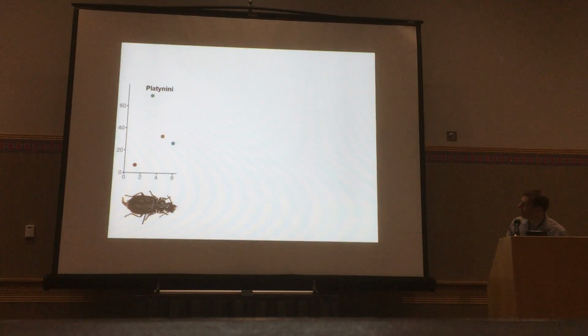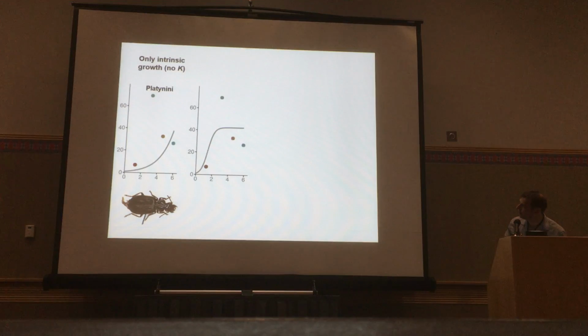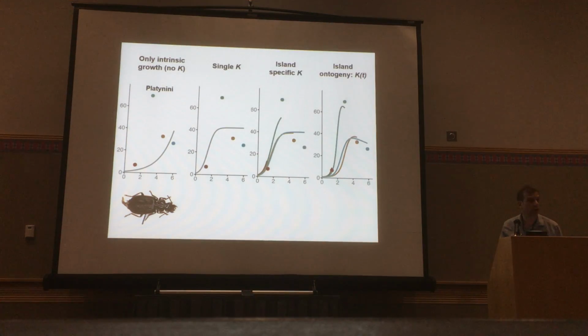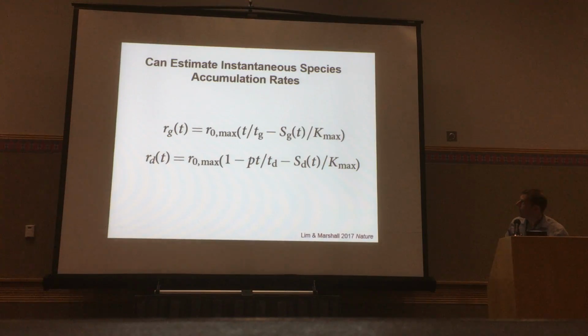So just to show you another one here, terrestrial beetles. And again, a single K doesn't work. Even an island-specific K doesn't work, but the ontogeny model works better. So that gives you a sense of what it looks like. So what I can do with the model fit then is estimate the maximum carrying capacity, normalized by island area, and the diversification rate. And with those, I can then estimate the instantaneous species accumulation rates.